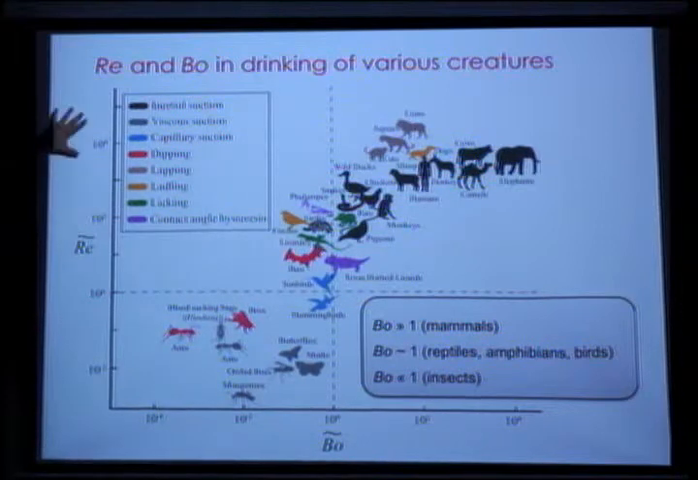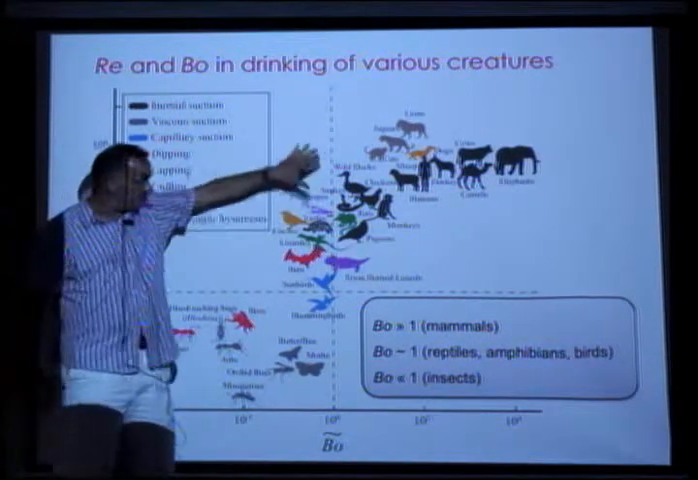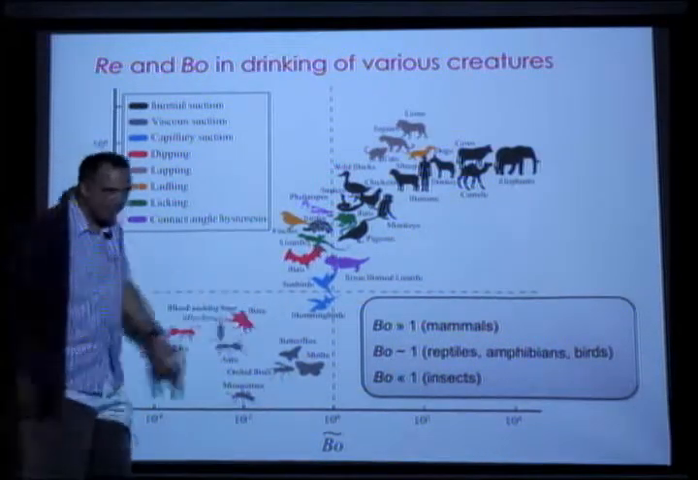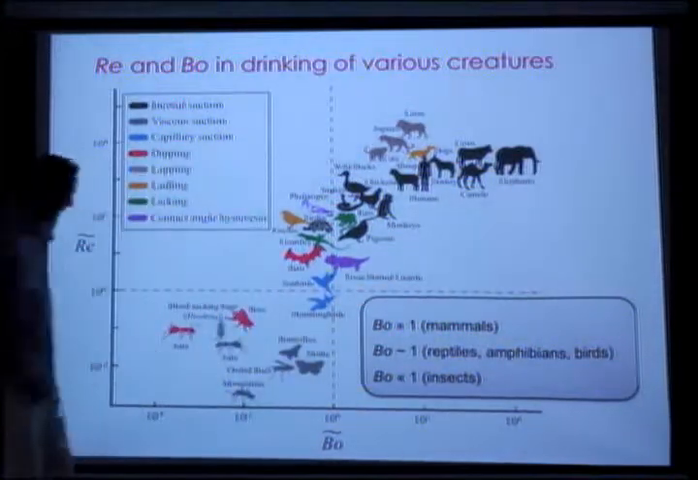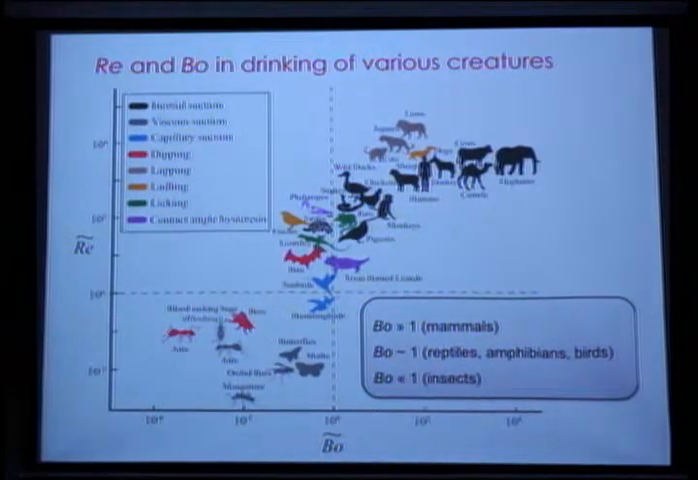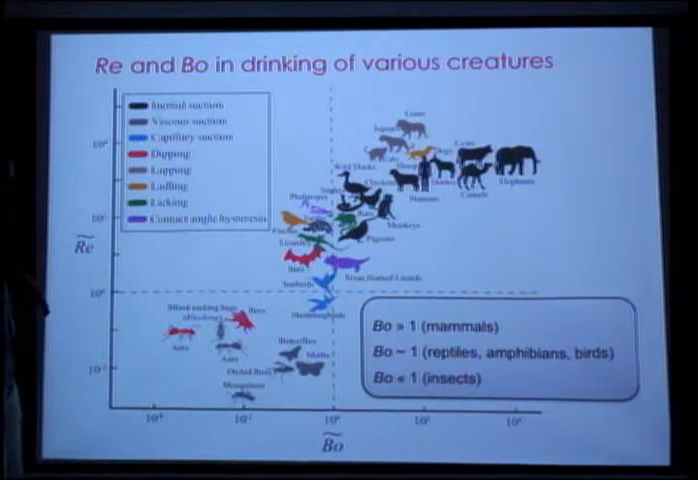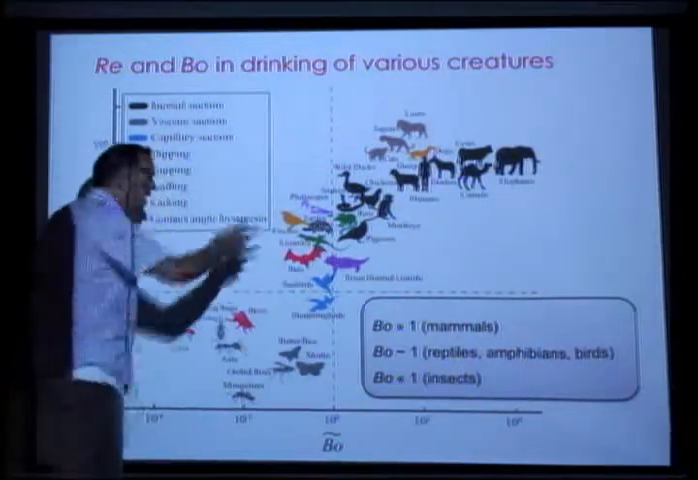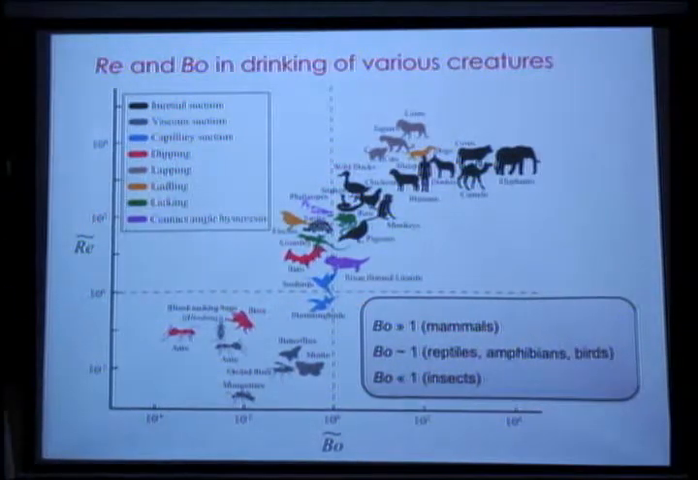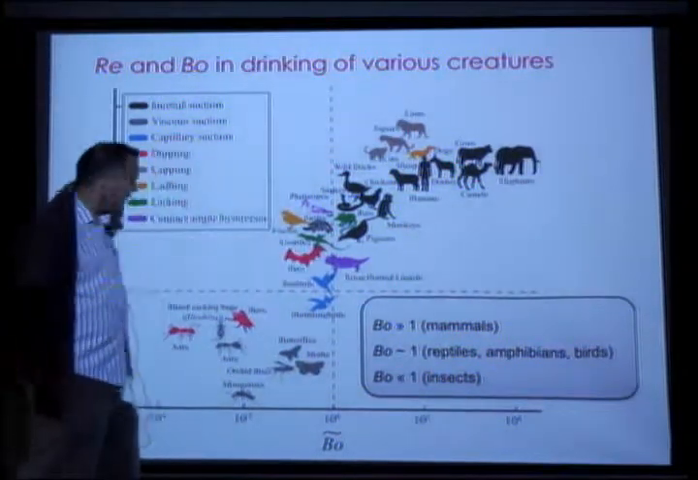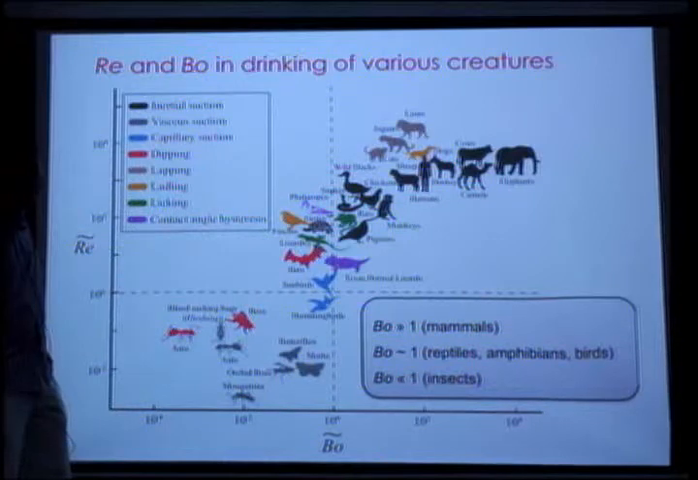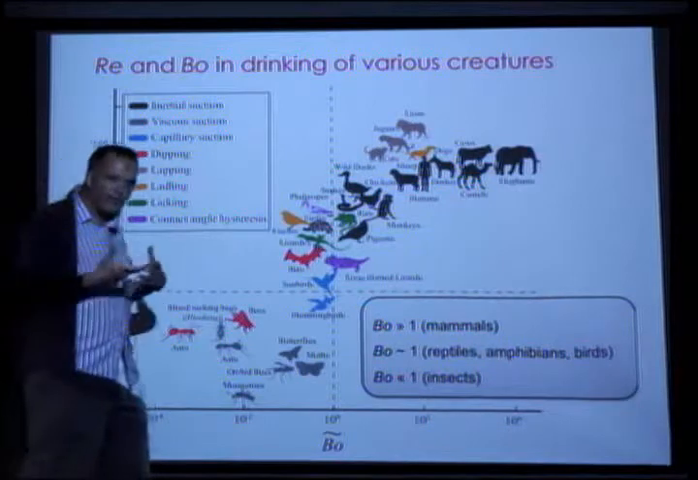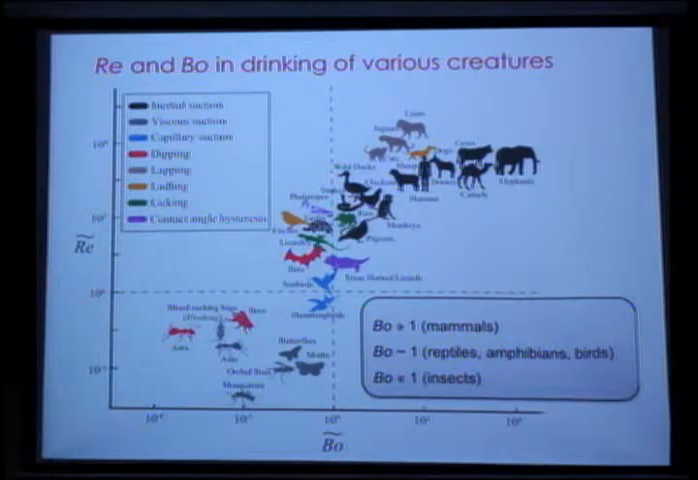Where Reynolds number is low, viscosity is going to be important. Where Reynolds number is high, inertia is important, as is true for big creatures. For Bond number less than 1, surface tension is going to be important. For Bond number greater than 1, gravity is more important. So basically, most of these creatures use surface tension in some way. Down here, these guys are not so concerned about it. But there are a few exceptions. We'll see these guys and these guys, their drinking technique does rely critically on surface tension. So what we want to try and do is rationalize the different styles according to the morphology of their drinking parts.